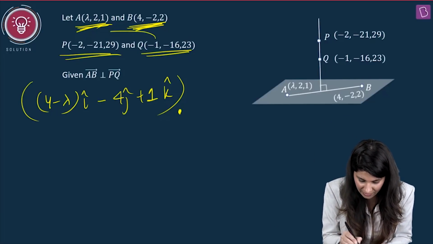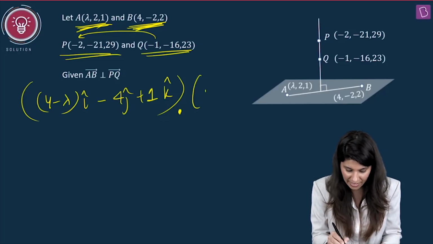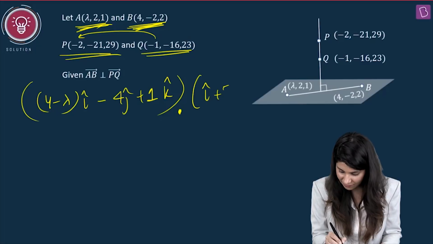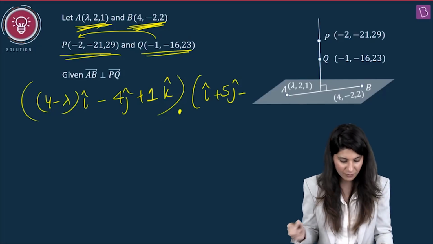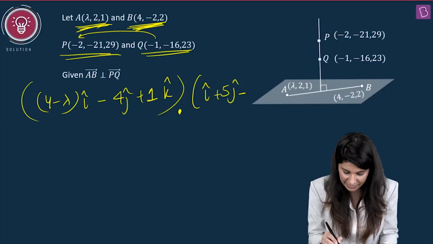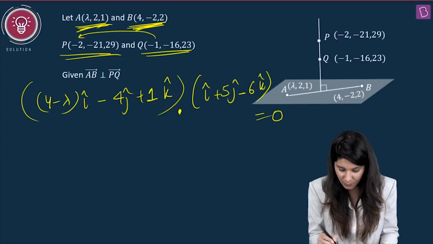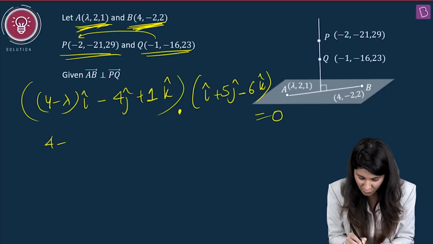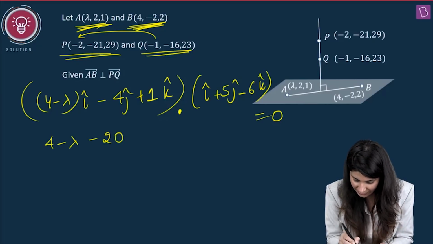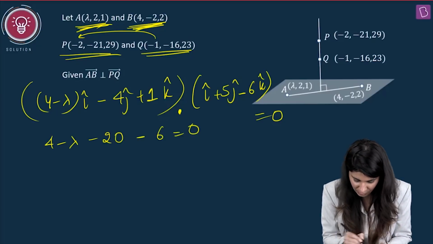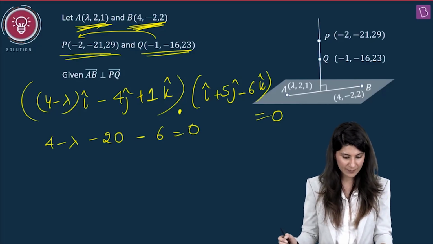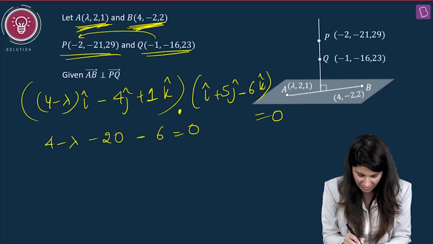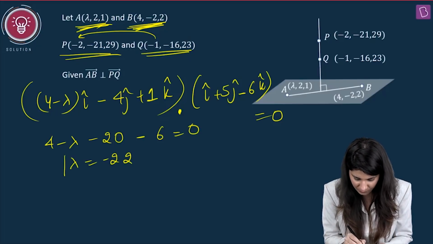So we have minus 1, minus 2, that is I cap. Then we have minus 16 plus 21, that is 5 J cap. And then we have 23 minus 29, that is minus 6 K cap. Dot product would be equal to 0. Let's just solve it. Get the value of lambda quickly. 4 minus lambda minus 20 minus 6 equals to 0. If you solve this, what would you get? 26 minus 4 is 22. So we have lambda equals to minus 22.